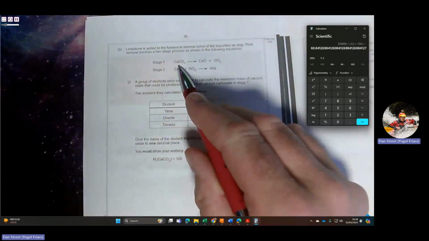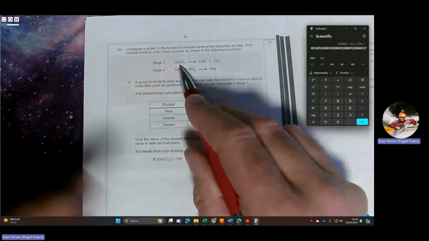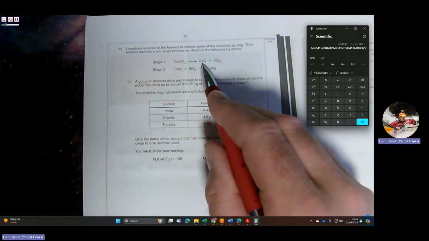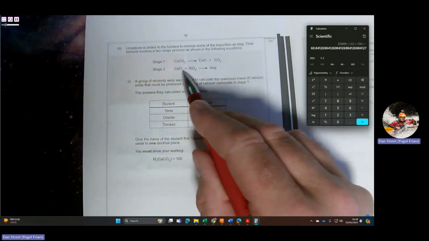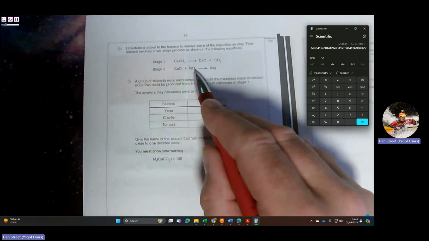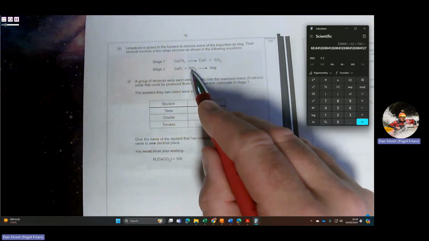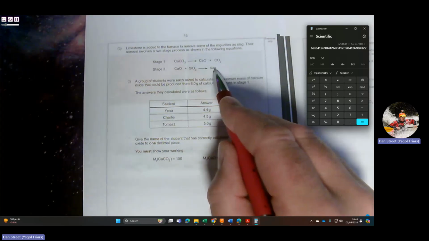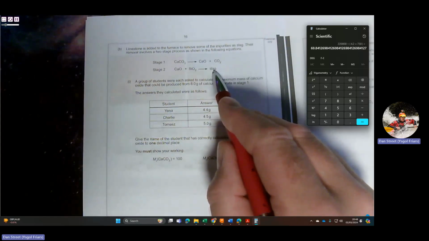Okay, limestone is added to the furnace to remove some of the impurities as slag. The removal involves a two-stage process as shown in the following equations. So the calcium carbonate is heated because there's a lot of the coke is burning, and it decomposes to form calcium oxide and carbon dioxide. And then the calcium oxide reacts with the silicon dioxide, which is the sand, which is the impurity in the hematite, in the iron ore, and that produces slag, which significantly we're not given the formula for.